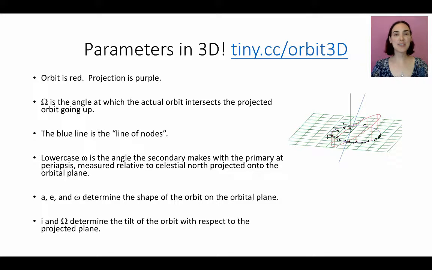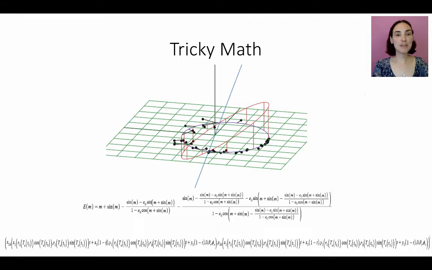You can also get a better sense for what lowercase omega really is, and group these spatial parameters into two categories. The semi-major axis, the eccentricity, and this angle of periapsis determine the shape of the orbit on the red plane, the orbital plane, and they're measured with respect to the orbital plane. Well, the lowercase omega is with respect to celestial north as projected onto the orbital plane. And then these other two, inclination and uppercase omega, determine how that orbit is tilted relative to the plane of our sight. So that I found to be amazingly helpful.